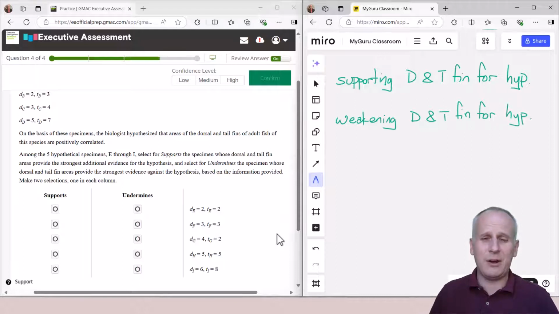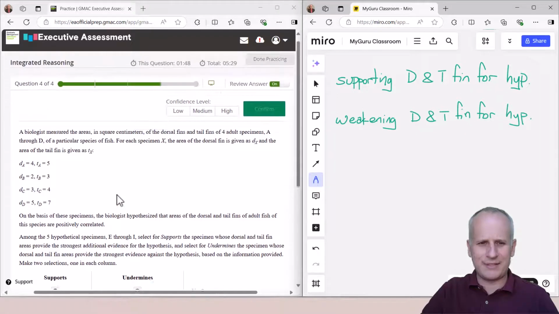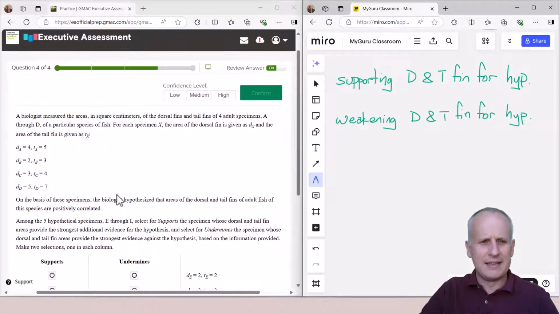So obviously now we've got to scroll on up and figure out what that hypothesis is. And it says that a biologist measured the areas in square centimeters of the dorsal fins and tail fins of four adult specimens, A through D, of a particular species of fish. For each specimen X, the area of the dorsal fin is given as dx, and the area of the tail fin is given as tx. And we want to show that we have support for the hypothesis.